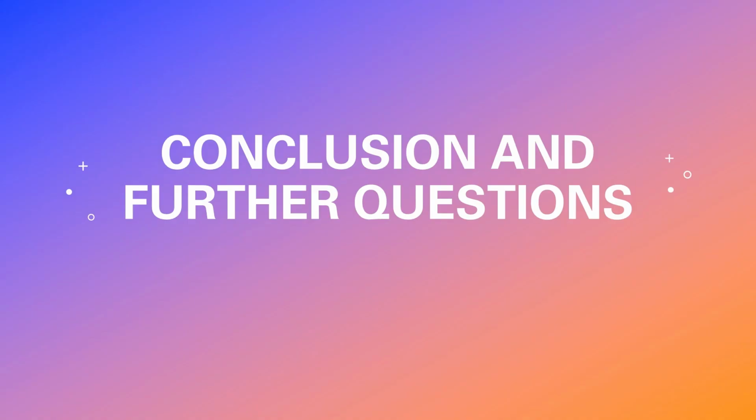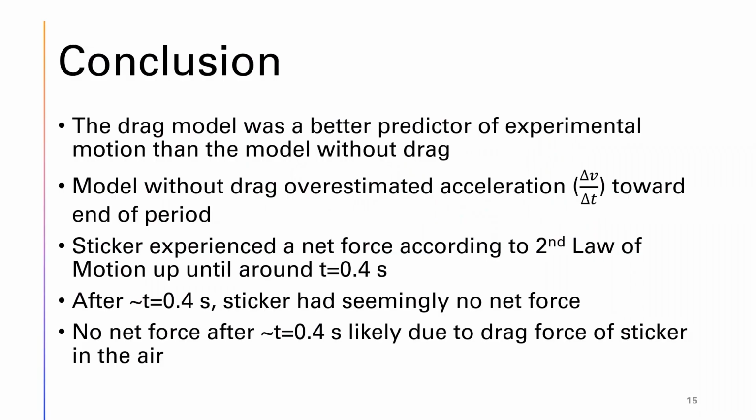I concluded that the drag model was a better predictor of the motion in the experiment. And that was because the model without drag overestimated the acceleration towards the end because it didn't have drag force to lower the acceleration. Additionally, the sticker experienced a net force according to the second law of motion up until around 0.4 seconds, after which it seemingly had no net force, which is likely due to drag.